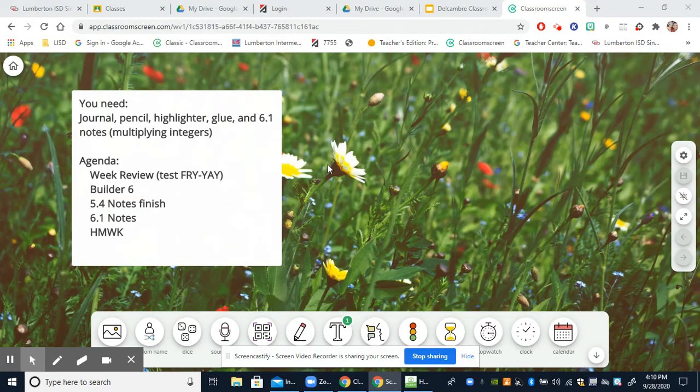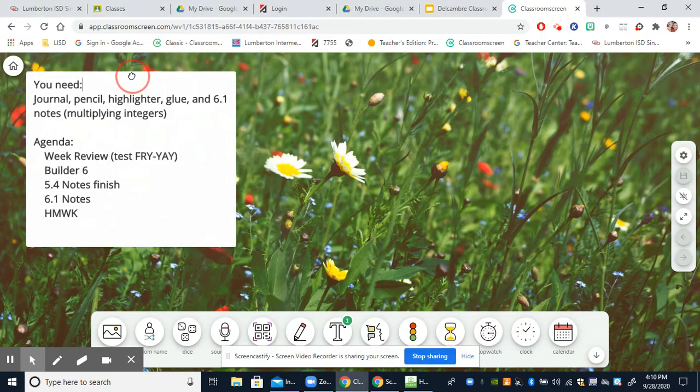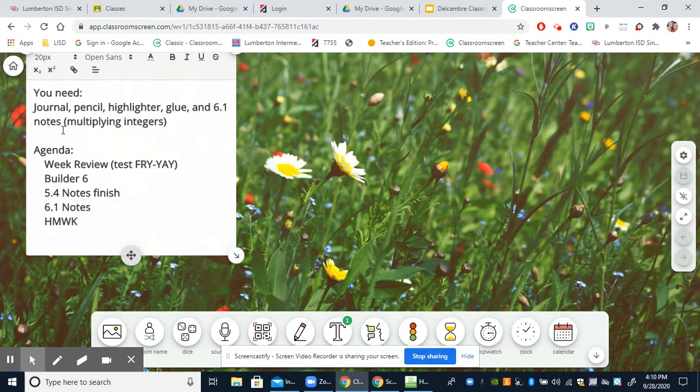Today's September the 28th, and here's a rundown of what we did in class. So you'll need your journal, your pencil, a highlighter, glue, and 6.1 notes on multiplying your integers. What we're going to go over today is our week review. We have a test on Friday, so I'm going to talk about that. I want to do a couple of questions on your builder and some new things I've learned on Cami.